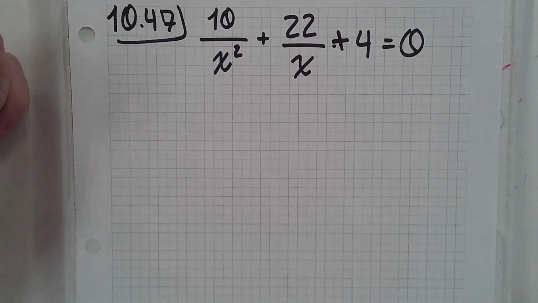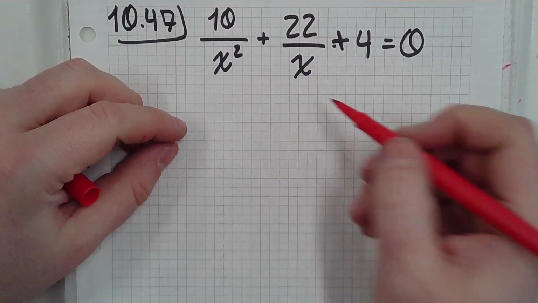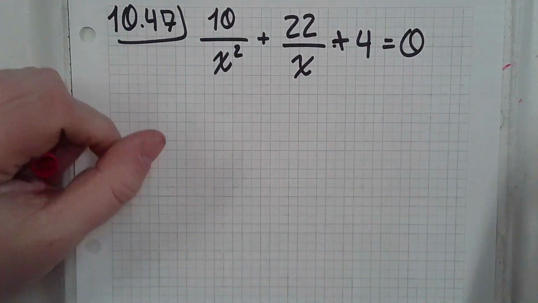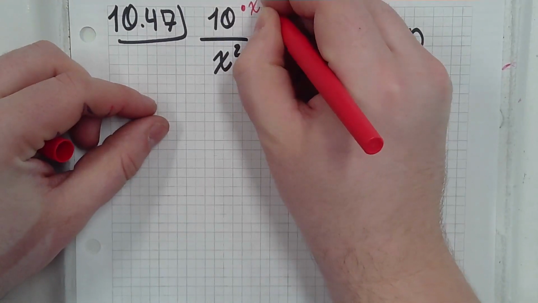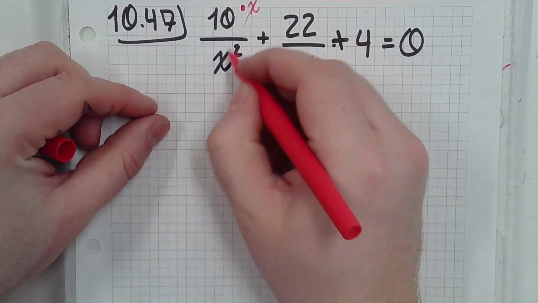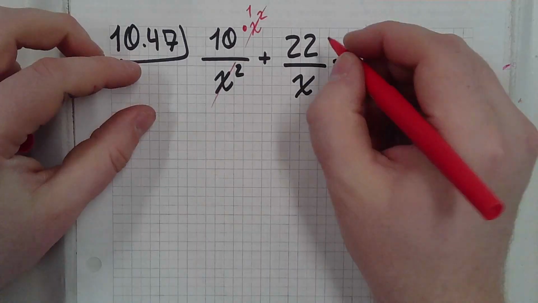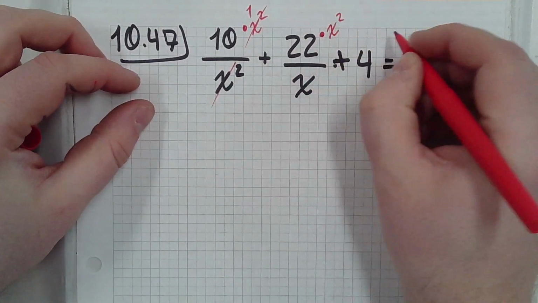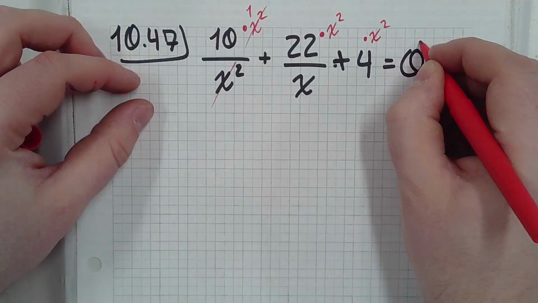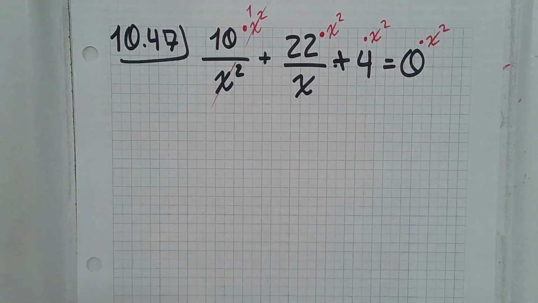looks awful, but it's not. First thing you notice is probably there's fractions, right? So how do we get rid of fractions? Well, if we multiply by x squared, that will divide out to 1, and then it'll go away, right? So let's do that to every term, because of course if we multiply by x squared to one thing, we should multiply x squared to every term. Otherwise it's a different problem.